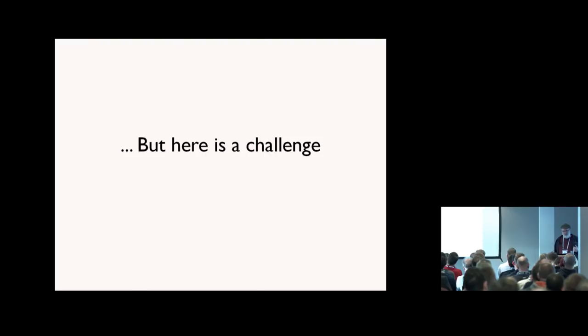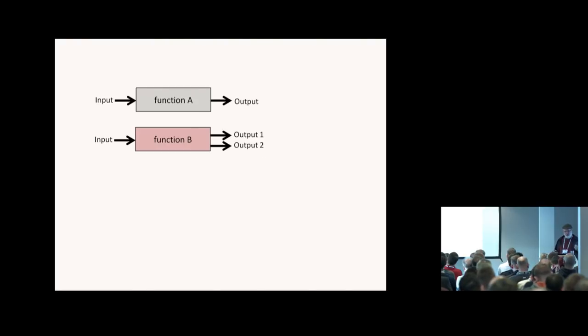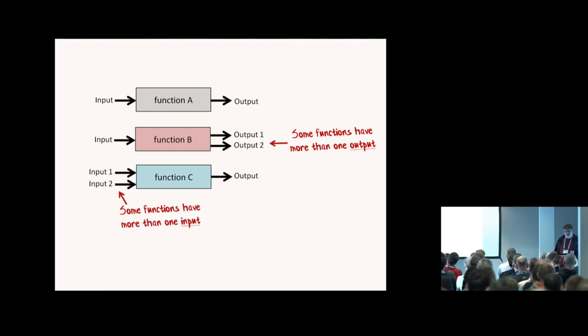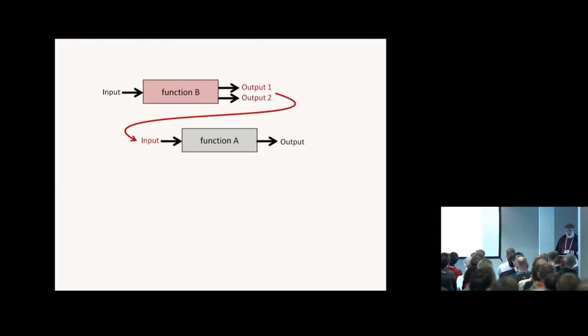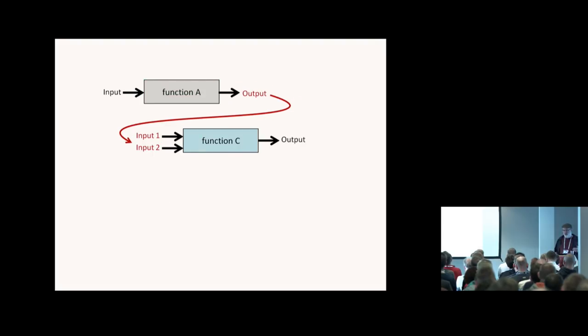So here's the problem. Let's say you have a function with two outputs. Some functions actually have more than one output. Here's another function. Some functions have more than one input. And what happens then is they can't be composed. If you have two outputs and one input, how do you even compose these things? Or if you have one output and two inputs, how do you even compose them? So this is a problem.